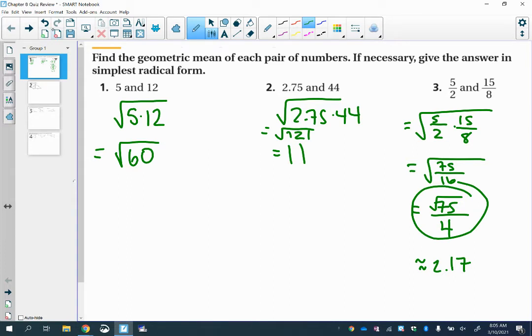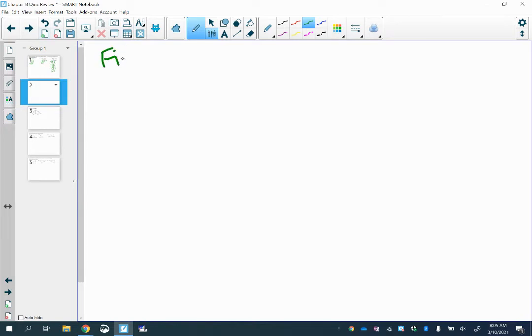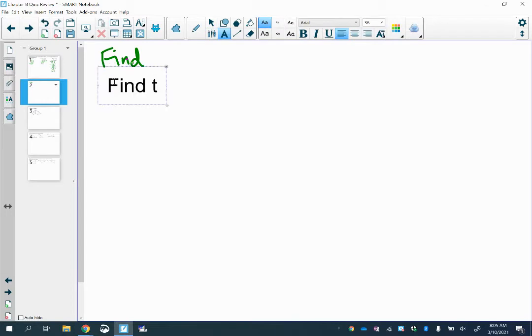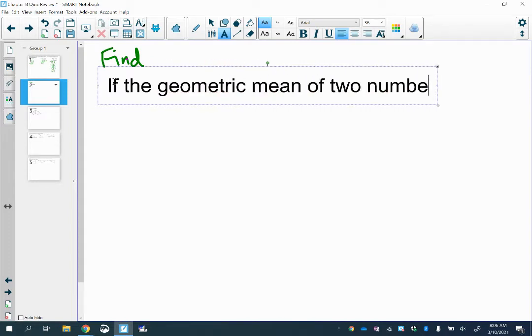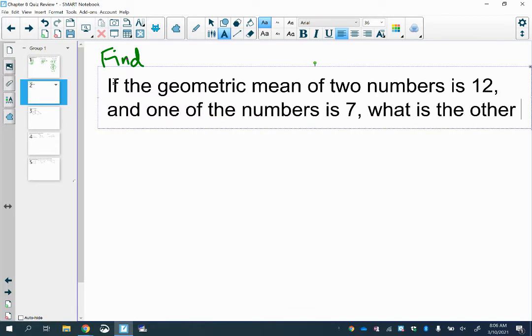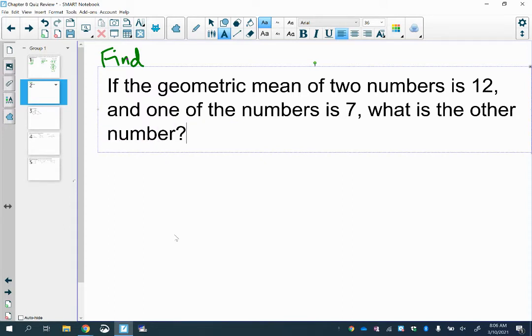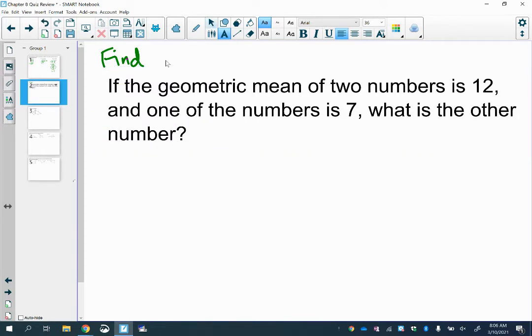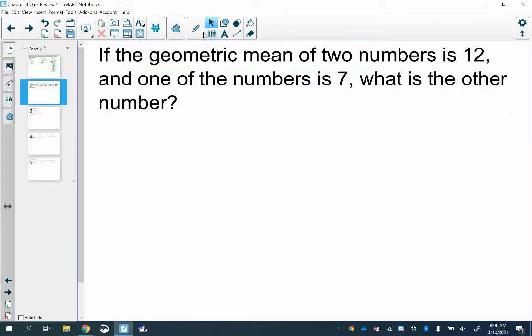Now, you might have a problem where it says: if the geometric mean of two numbers is 12, and one of the numbers is 7, what is the other number? This is the case where we're doing a problem backwards. The way I like to approach this problem is to write it as an algebraic equation, because I am first and foremost always an algebra teacher.